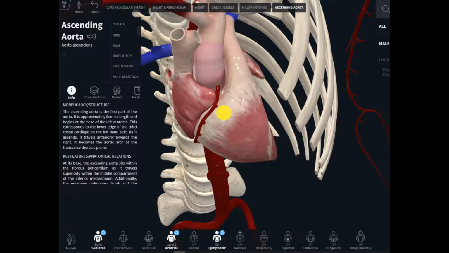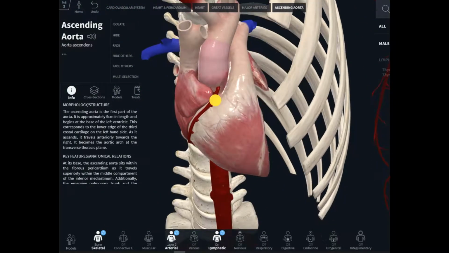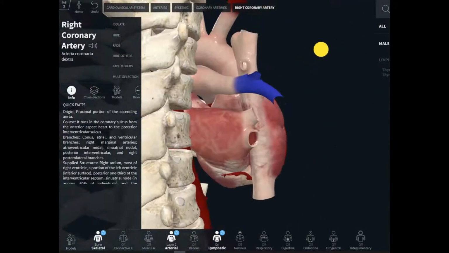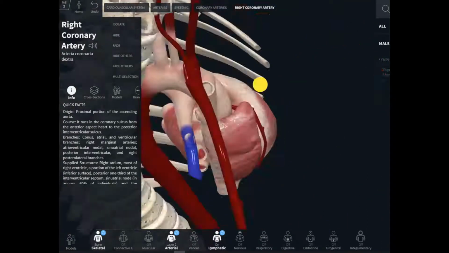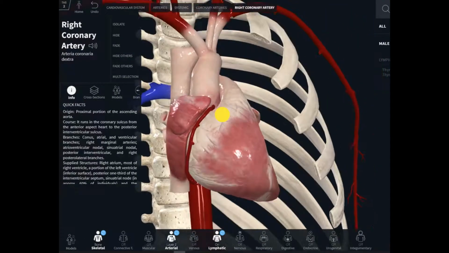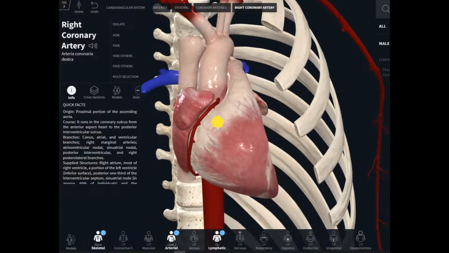It's also important to note that there are two main branches that people tend to forget about. These are the coronary arteries. We can see right here the right coronary artery, which is visible, and behind we can see there's a left coronary artery that's difficult to see, but it's there. So two arteries come off of the base of the ascending aorta.